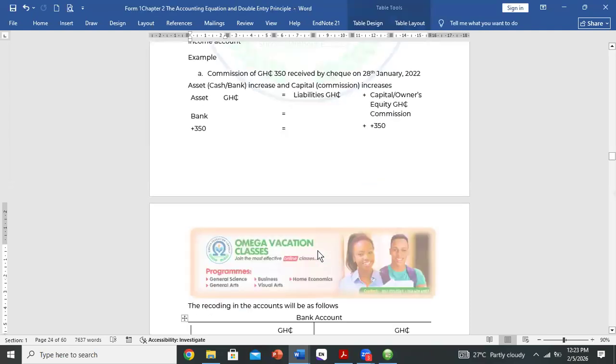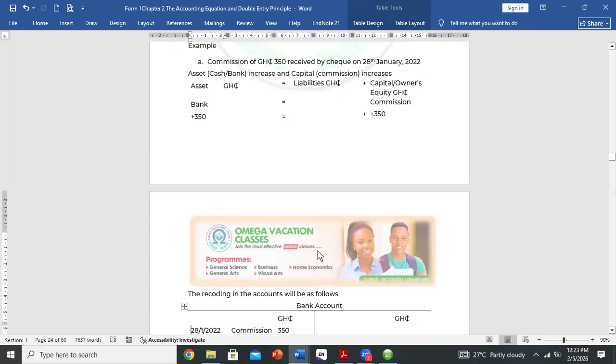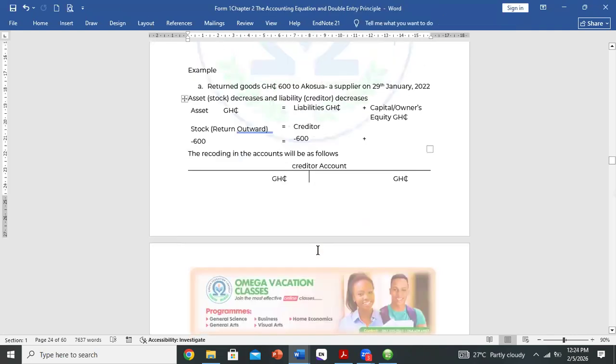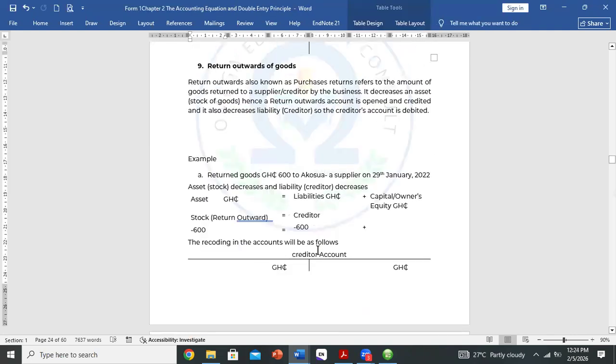So we are now on the return outwards, return inwards, and I think we can make progress after that. Today I'll try to give you some 6 or 10 transactions to do the analysis for me. Please don't put it in AI. AI will give you a lot of non-meaningful points for you to give me. I don't like it. Okay, so return outwards.